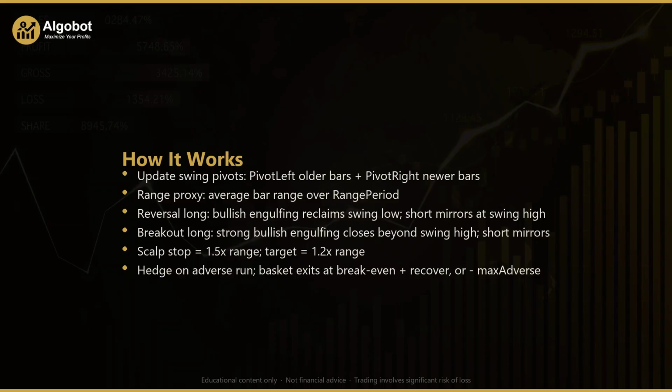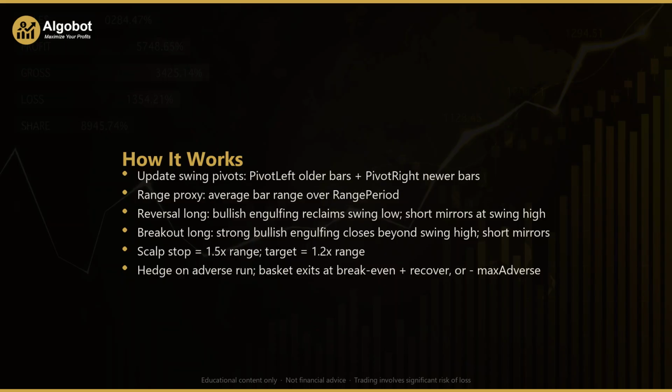Next, the strategy measures volatility with the range proxy, the average of each bar's high minus low over the last 14 bars. From that single number, it derives a tolerance zone, set by ZoneFrac at 1/2 of the range by default. The zone gives the engulfing patterns a little breathing room around the exact pivot price. Then it evaluates the most recently closed candle and the one before it for an engulfing pattern. For a reversal long, a bullish engulfing must form with its low reaching down into the swing low plus the zone, price sweeping the level and reclaiming it.